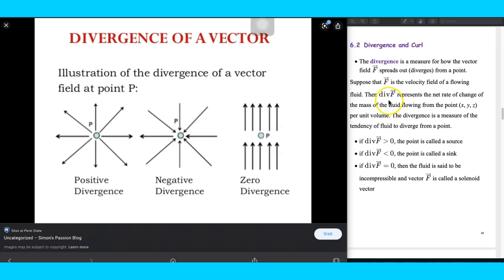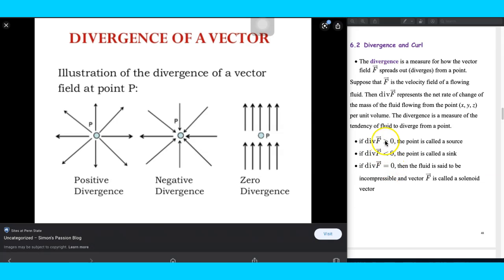Then the div of F, or the divergence of the vector field F, represents the net rate of change of the mass of the fluid flowing from the point per unit volume. So the divergence is a measure of the tendency of fluid to diverge from a point. That is the physical explanation. When you calculate that, there are some values: it can be positive, negative, or zero.